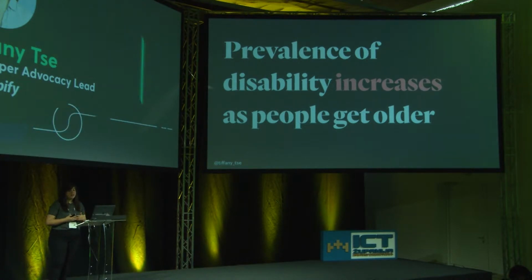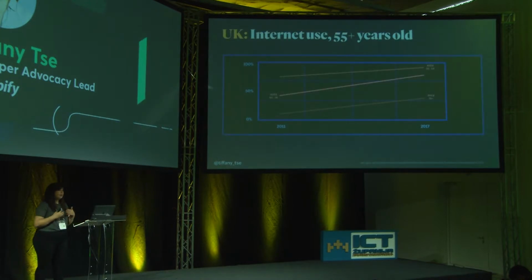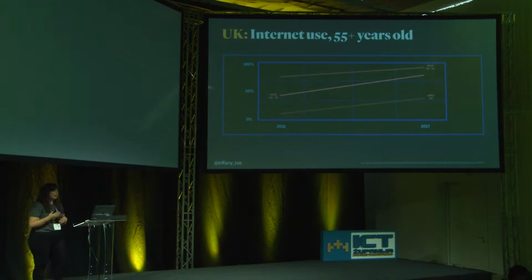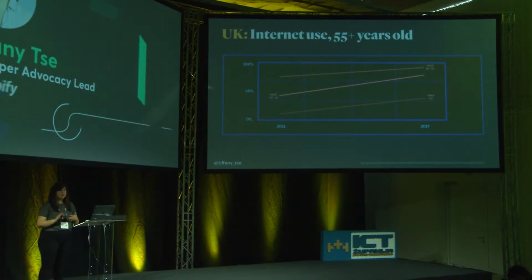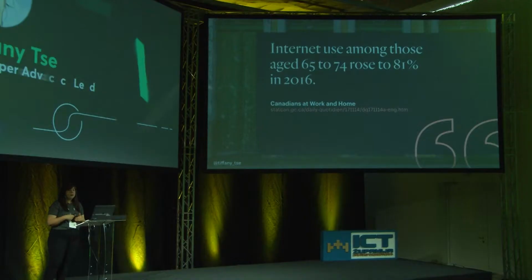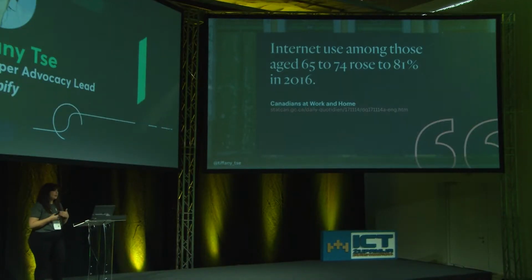And the prevalence of disability increases as people get older. So I think it's important to note that more and more older adults are also using the internet. So in the UK, and you've probably also noticed on Facebook, your parents joining, in recent years, the number of women aged 65 to 74 using the internet went from at least half to 75%, which is the largest jump in any age group. And in Canada, where I'm from, an estimated 81% of Canadians aged 65 to 74 are actively using the internet.